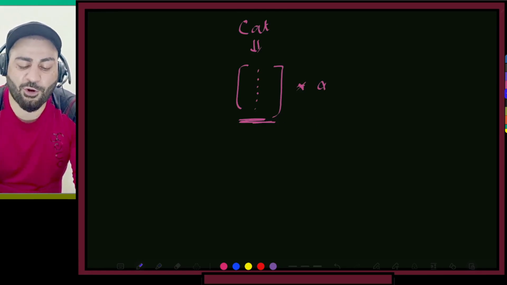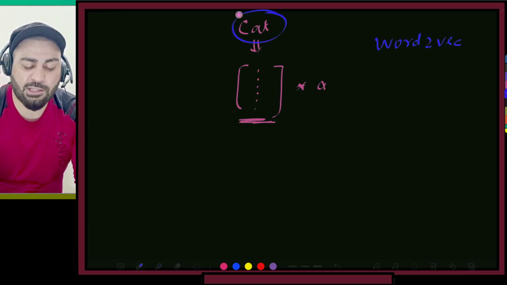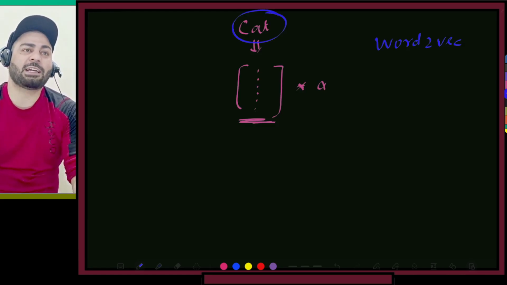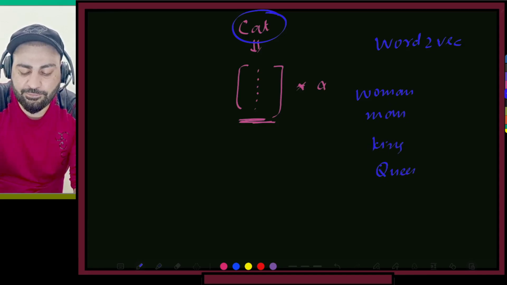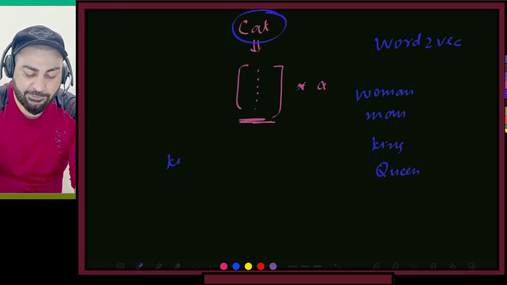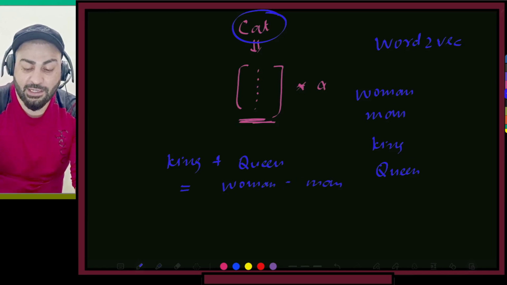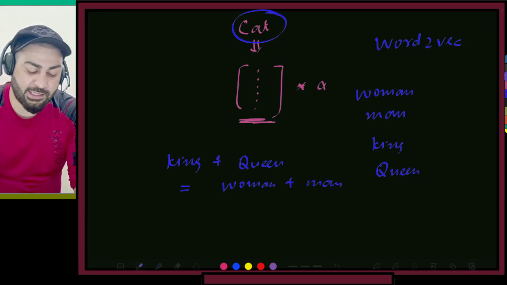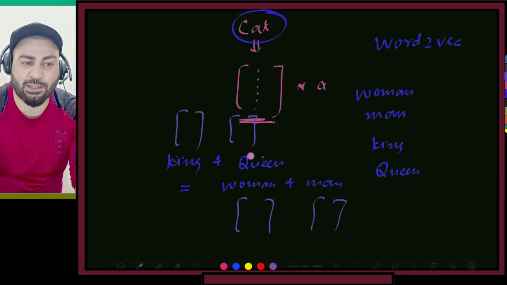There is a beautiful technique called word to vec, where we change words to vectors. That technique is so beautiful. Let me take a digression. We have woman, man, king, and queen. What you can do is, king plus queen will be equivalent to woman plus man. What I mean by this is that king will be a vector, queen will be a vector, woman will be a vector, man will be a vector. If I add these 2 vectors, they will give some resultant vector.